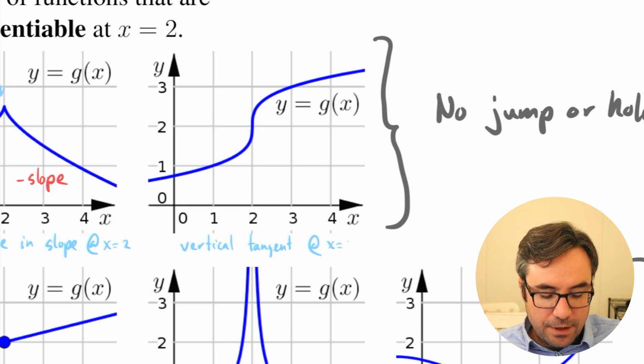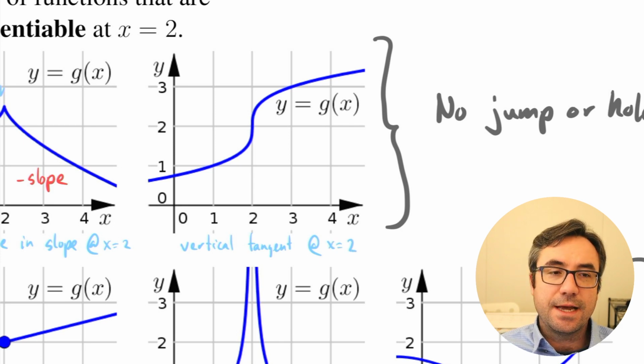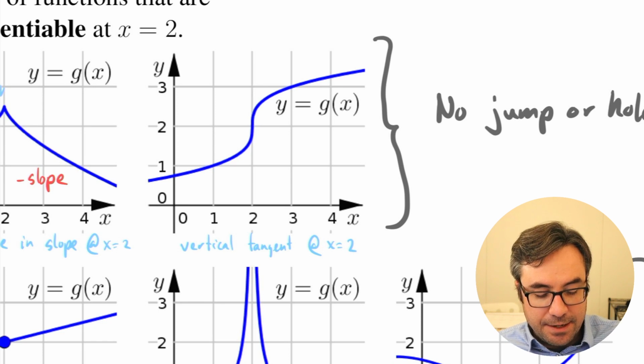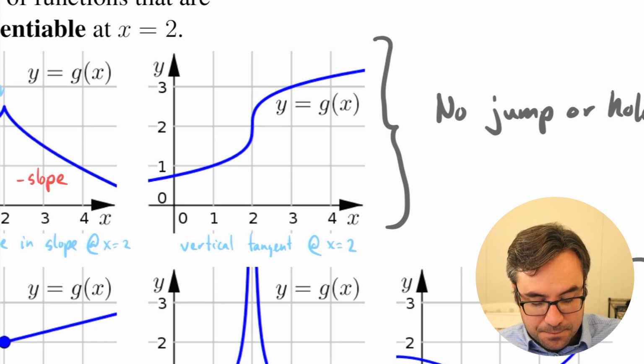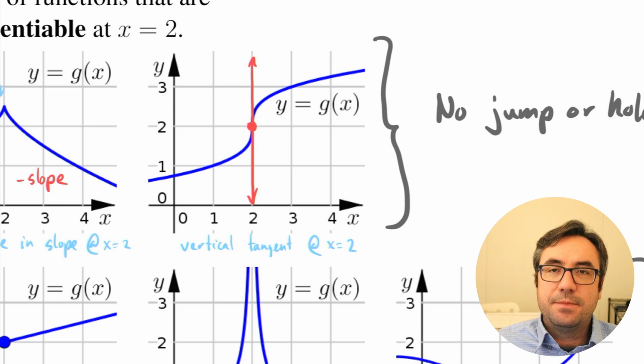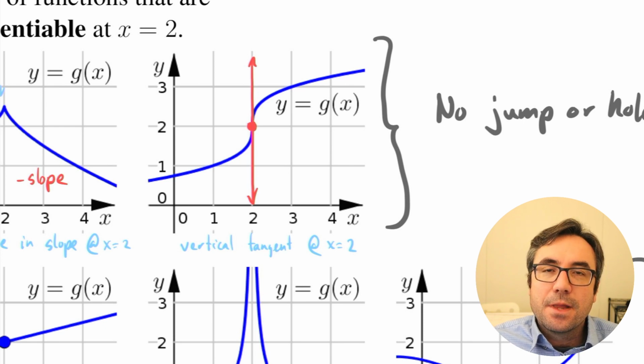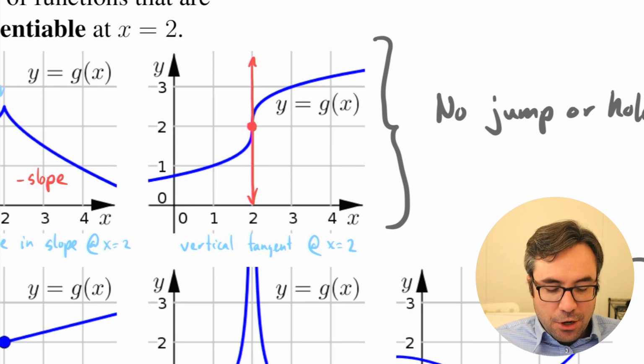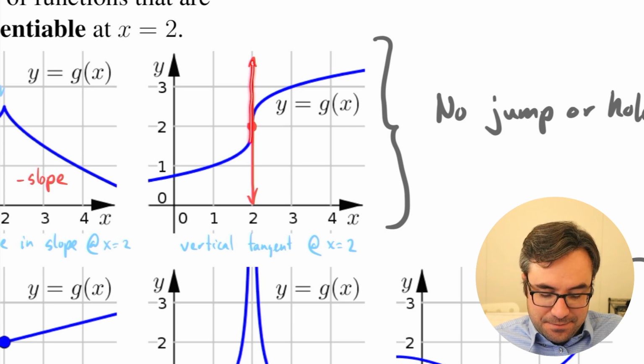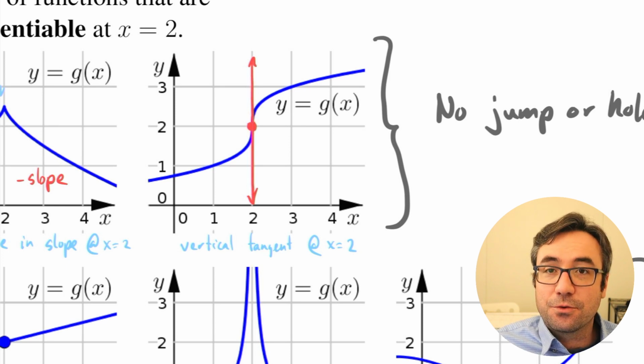So we're having a vertical tangent line here at x equals 2. Right at this point here, our tangent line wants to be vertical. And so a vertical tangent line has an infinite slope, and infinity is not a number. Because infinity is not a number, there's no way we can give a value to the derivative there. Our derivative kind of wants to go off to infinity.